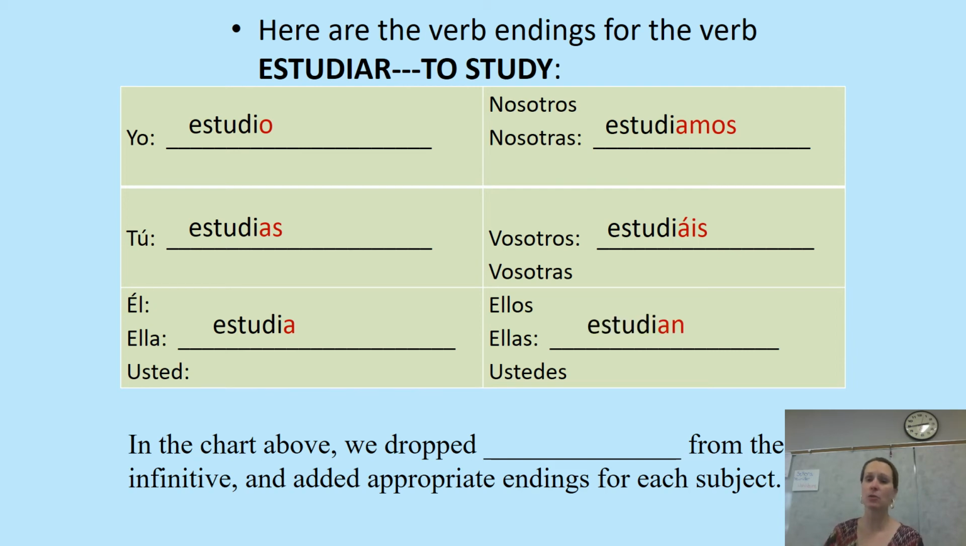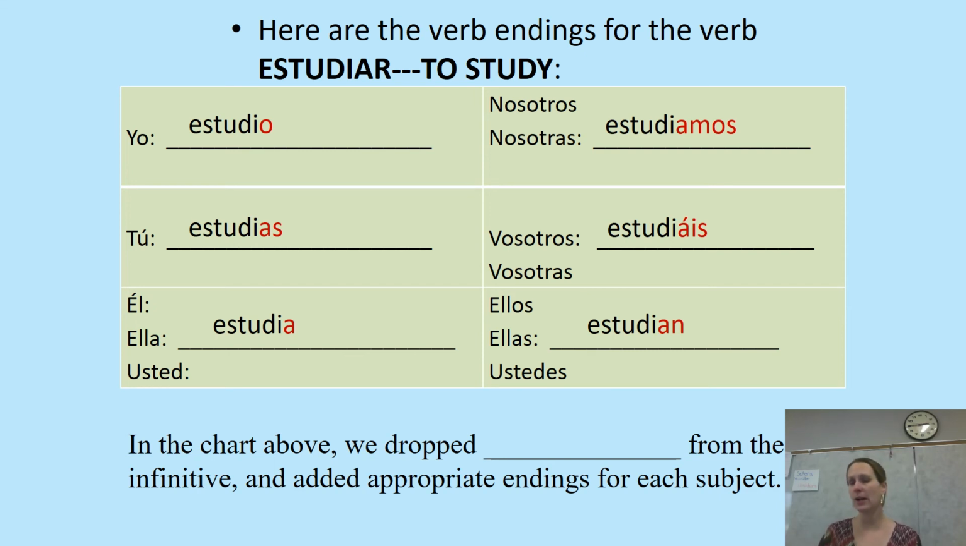Okay, then really the last one we're going to work with is the ellos form. Ellos, ellas, and ustedes. So they do something, or you guys. In the case of estudiar, that's estudian. So they study or you guys study. Ellos necesitan, they need. Mis hermanos compran. My brothers buy. There'd need to be more to the sentence. Ustedes regresan temprano? Are you guys returning early? Regresan. So ellos, ellas, or ustedes, the form ends in an n.